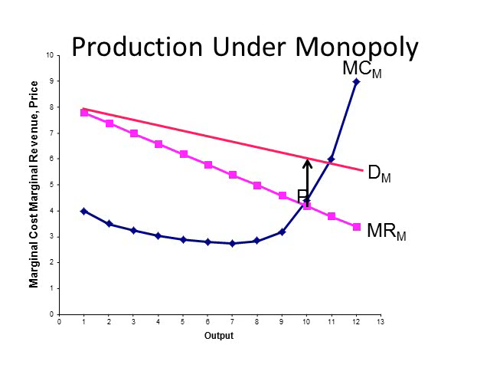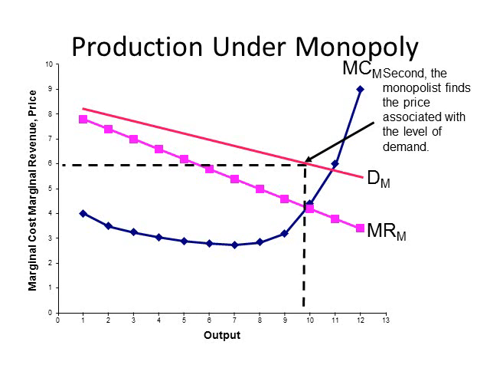Next, draw a line from the point where the marginal cost curve crosses the marginal revenue curve, point P in our example, to the demand curve. And next, draw a line from the point on the demand curve to the price axis. Our monopolist will produce 10 units of production at $6 per unit.